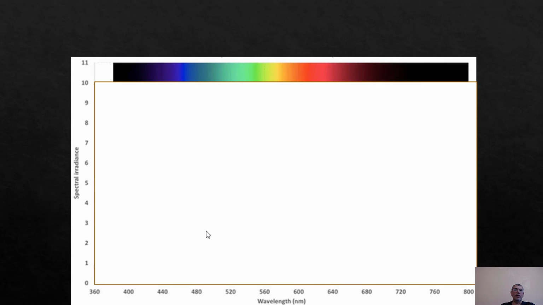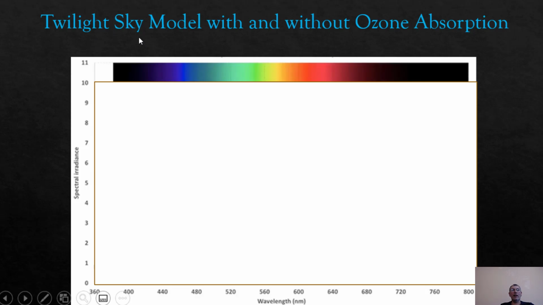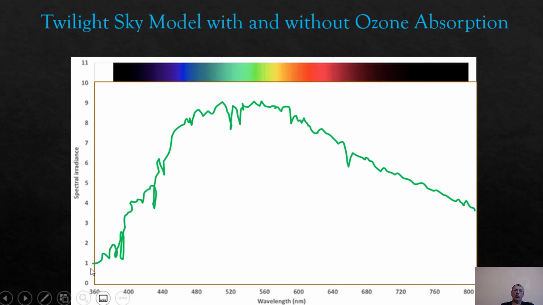Okay, now we will see the twilight sky, the twilight band that we were talking about. This is a sky model. We're going to see one scenario, basically without the ozone. Imagine we're measuring the light irradiance above the atmosphere, with everything else removed. So there is no absorption, no scattering, nothing else. This is during twilight, and this is the kind of spectrum we'll be getting.